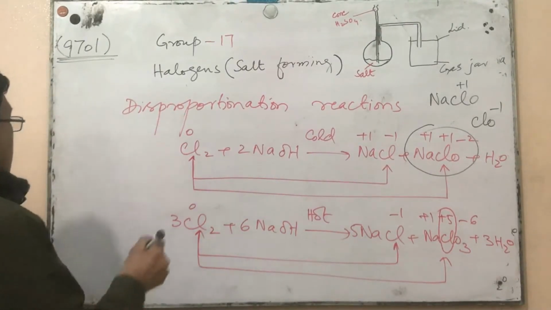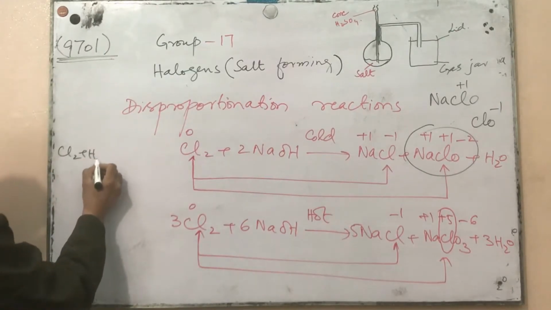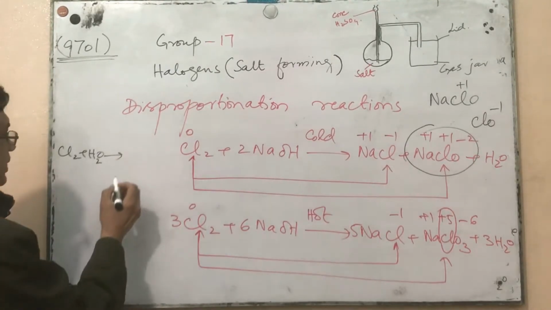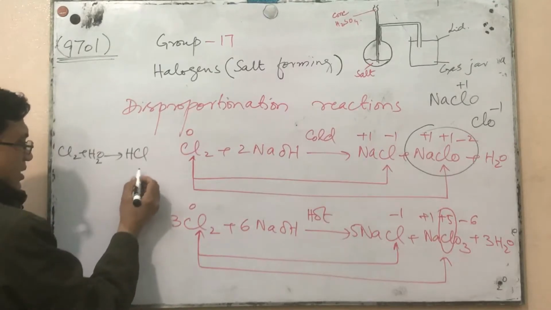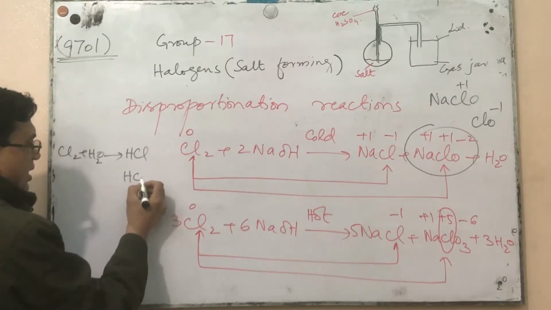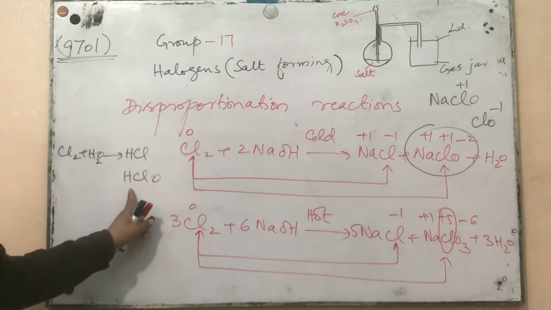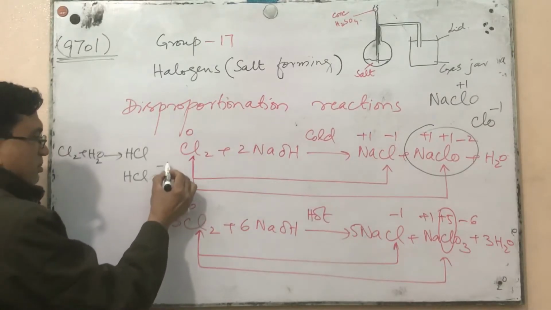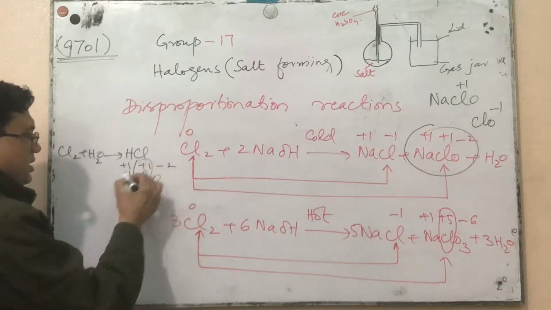Now, halogens, just like chlorine, whenever added into water, will produce two acids, hydrochloric acid and HClO, chloric(I) acid. Here the oxidation states are -1, +1 and +1.